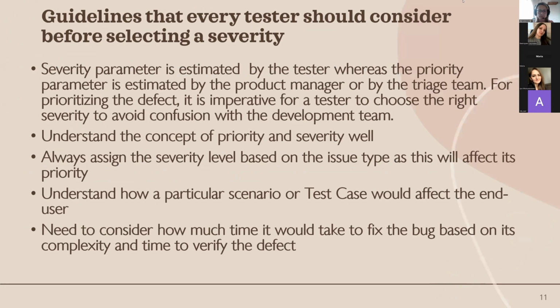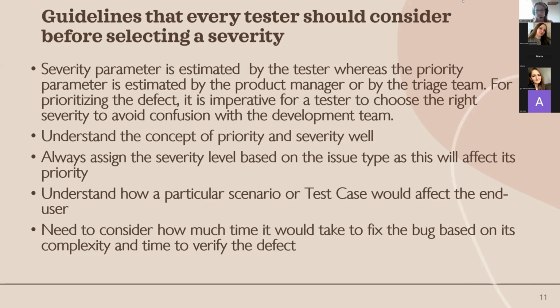Now some guidelines that every tester should consider before selecting a severity. The severity parameter is estimated by the tester, whereas the priority parameter is estimated by the product manager or by the triage team. For prioritizing the defect, it is imperative for a tester to choose the right severity to avoid confusion with the development team.